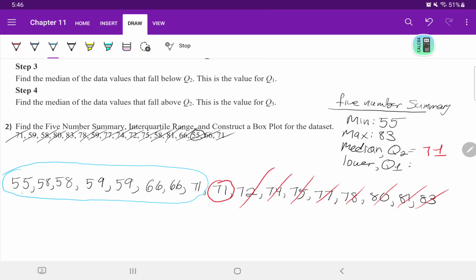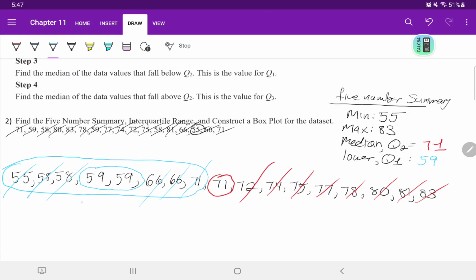Now let's find the median of those data values. If you notice, we have two middle values, 59 and 59. Because they are the same value, we know that quartile 1 will be 59. However, if there are two middle values, you must add them together and then divide by 2. 59 plus 59 is 118. 118 divided by 2, that is 59. That's why we know that Q1 is 59.